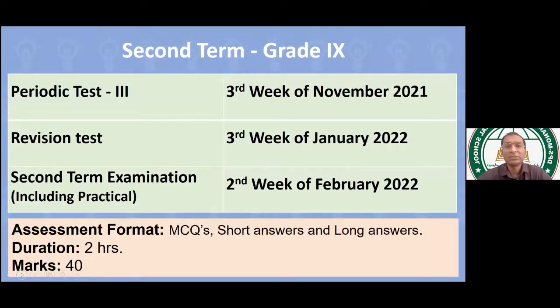And second term exam for grade 9 will have one periodic test 3, that is in the third week of November. Then we'll be taking a revision test, which will be after winter break, in the third week of January. Then we'll be having the second term examination, including practical, in the second week of February. And the format will be the same as grade 10. So they will have again the 40 marks paper, 2 hours duration, which will have MCQ, short answer and long answer type. Let's go to next slide.